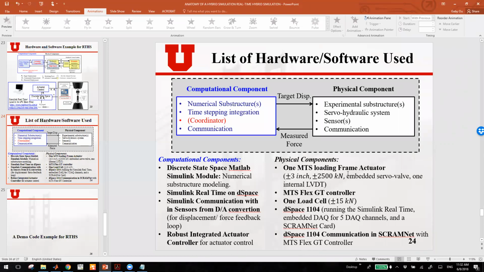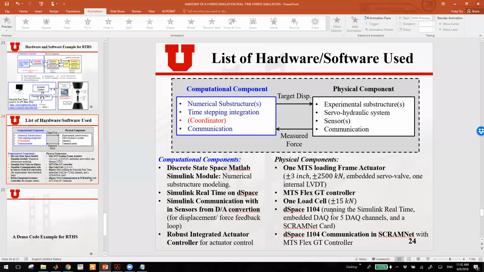And then for the physical component, we have the MTS loading frame, and that is part of the servo hydraulic system. And that is embedded with servo valve and the internal LVDT, that is part of the sensors. And we have the MTS Flex GT controller to control the MTS loading frame, and that is also part of the servo hydraulic system. And we have the MR damper, which I didn't list here, which is the experiment substructure.